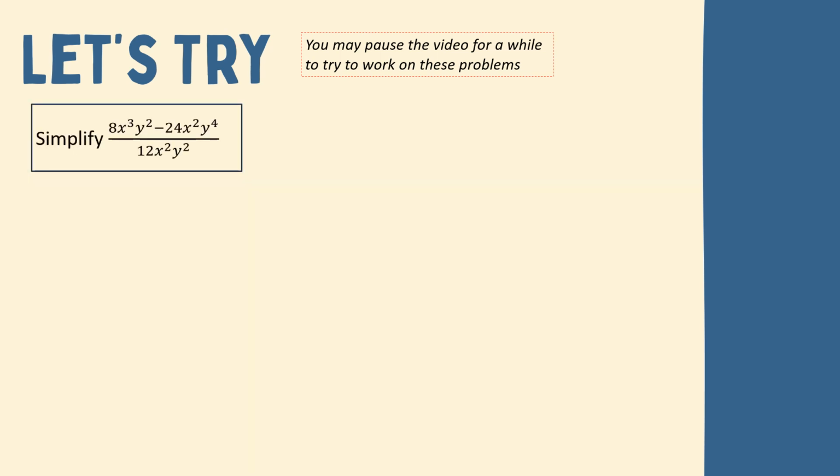Now let's try to simplify algebraic fractions. You may pause the video for a while to try to work on this problem. Simplify 8x cubed y squared minus 24x squared y to the power of 4 all over 12x squared y squared. To simplify these fractions, we can do the simple factorizing for the numerator. And for the denominator, actually it's only one term, so we don't need to factorize it. So let's do the numerator.